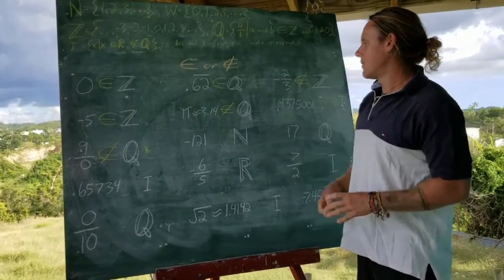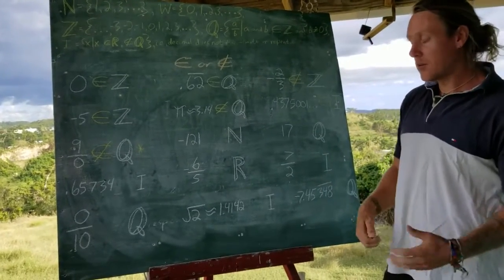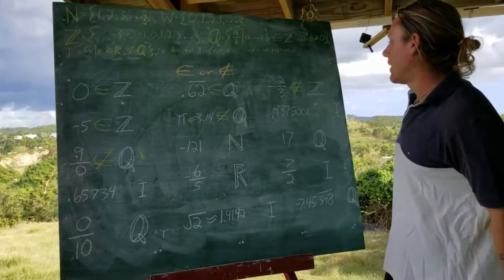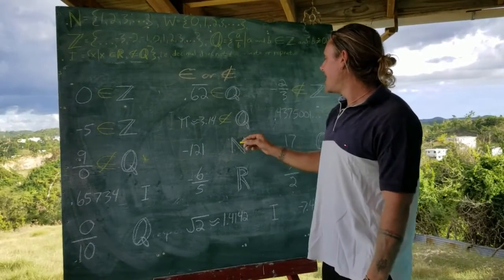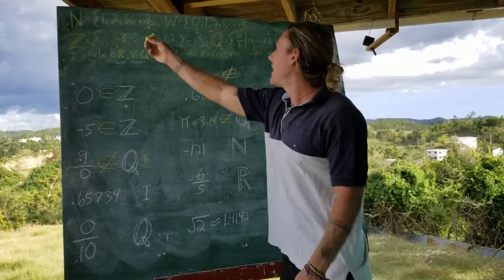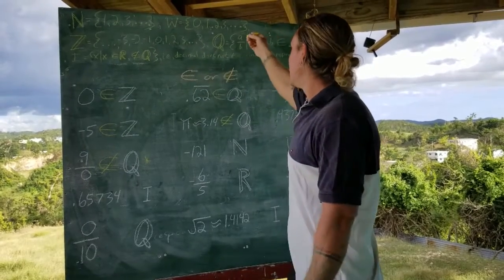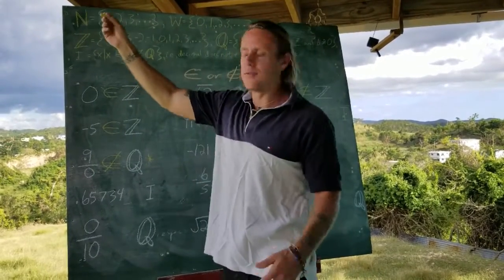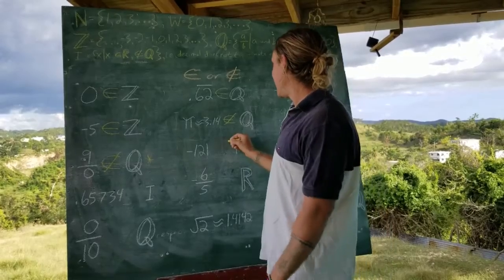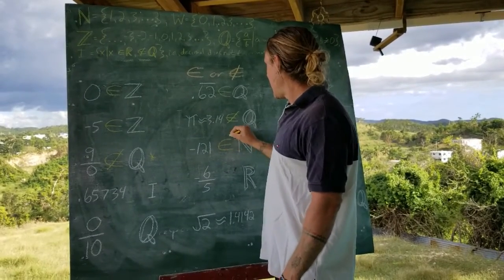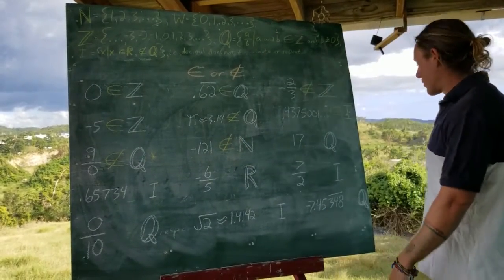All right, let's look at this one. -121. A negative number, a larger number for the numbers we've been looking at. Is that an element of the natural numbers? Well, the natural numbers expand to large numbers in the positive direction, but don't allow for any negative numbers. So -121 is not an element of the natural numbers.